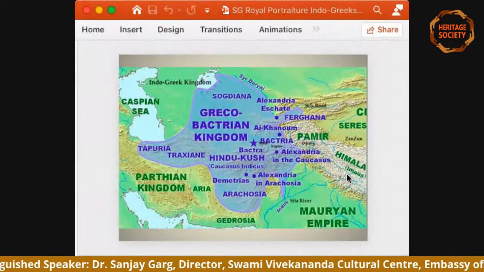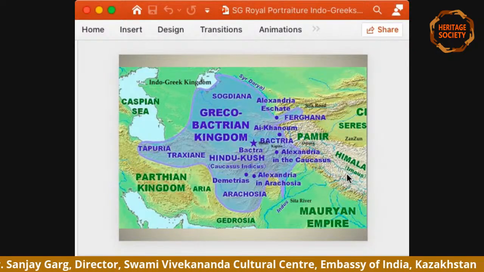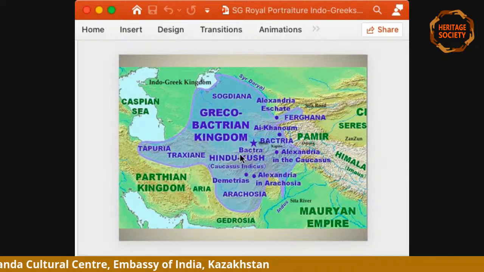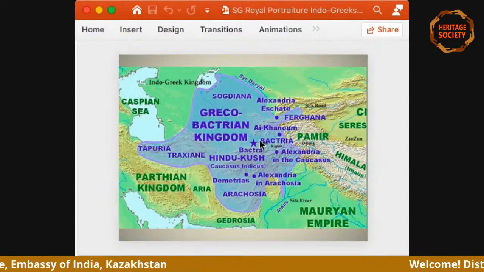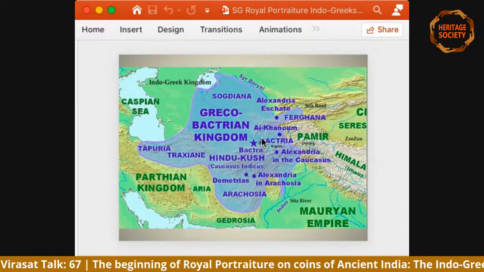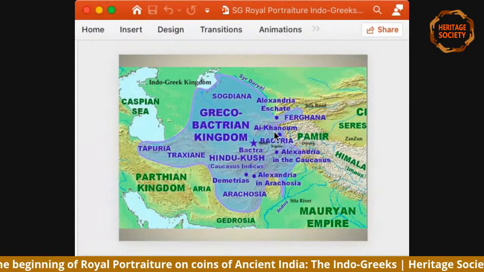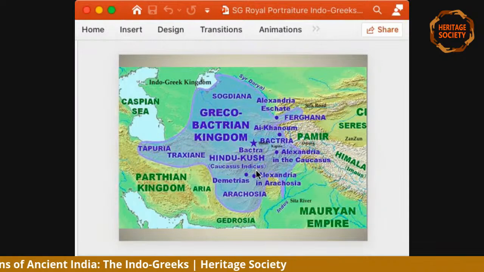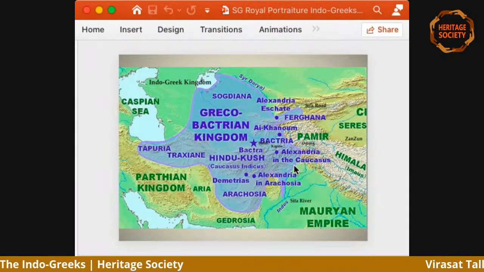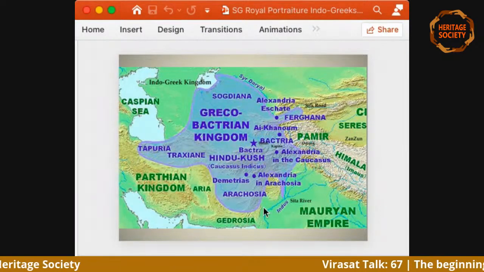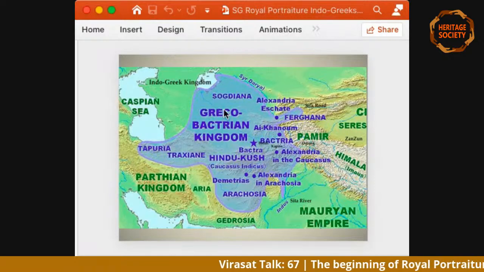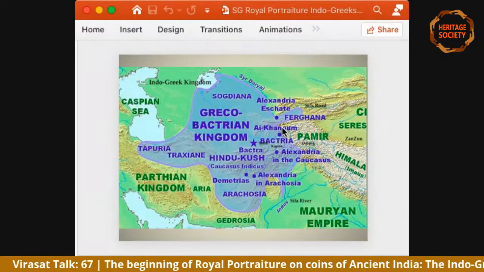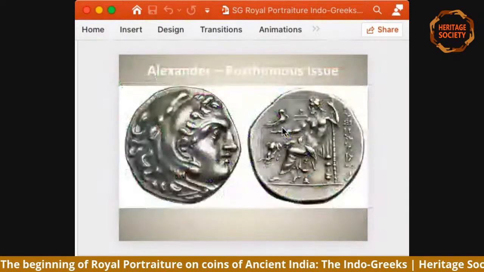Now, just to understand what area we are talking about, this is the Greco-Bactrian kingdom, and this is the range of the Hindu Kush. Bactria is here, which is Balkh. This is another very important archaeological site called Ai-Khanum. And here, the extent of the Mauryan Empire was somewhere up till here. So this is the area that we are talking about when we are discussing these coins.